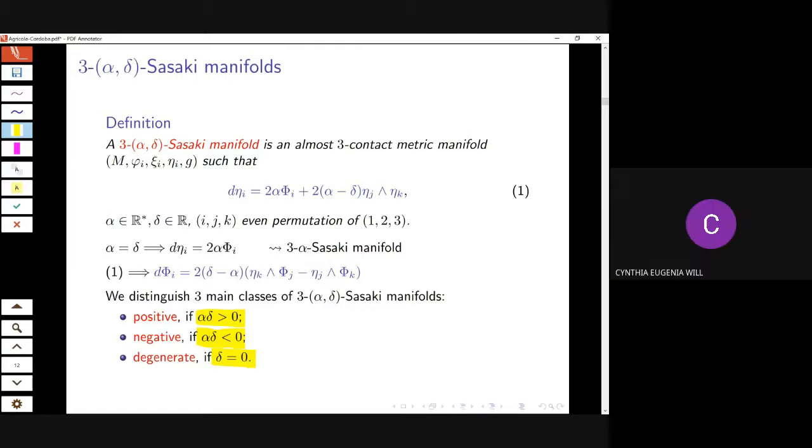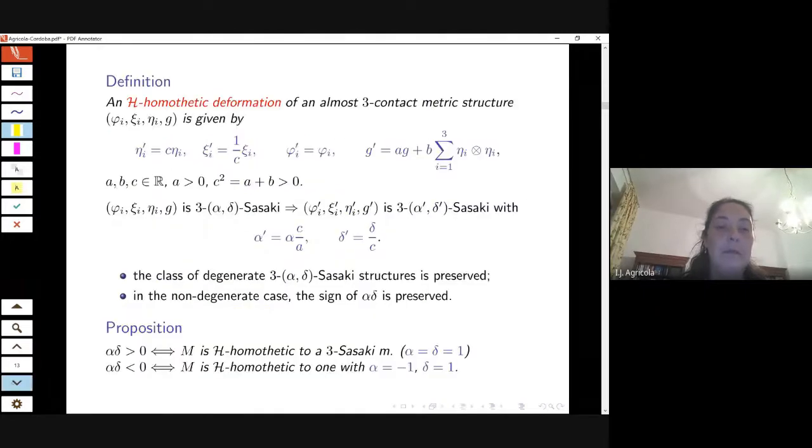Okay, great. Right? Okay. So here's a very natural class of homothetic deformations of any free almost contact metric structure. You rescale the one forms by a constant. Then, of course, the Reeb vector fields rescale by the inverse constant. You leave the almost complex structures unchanged.